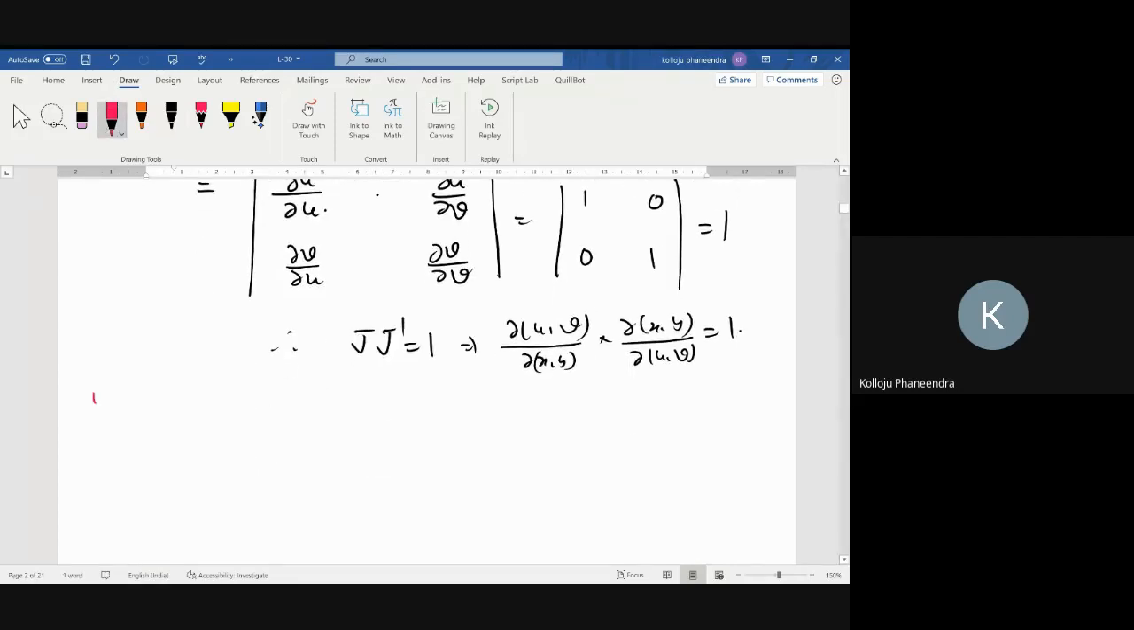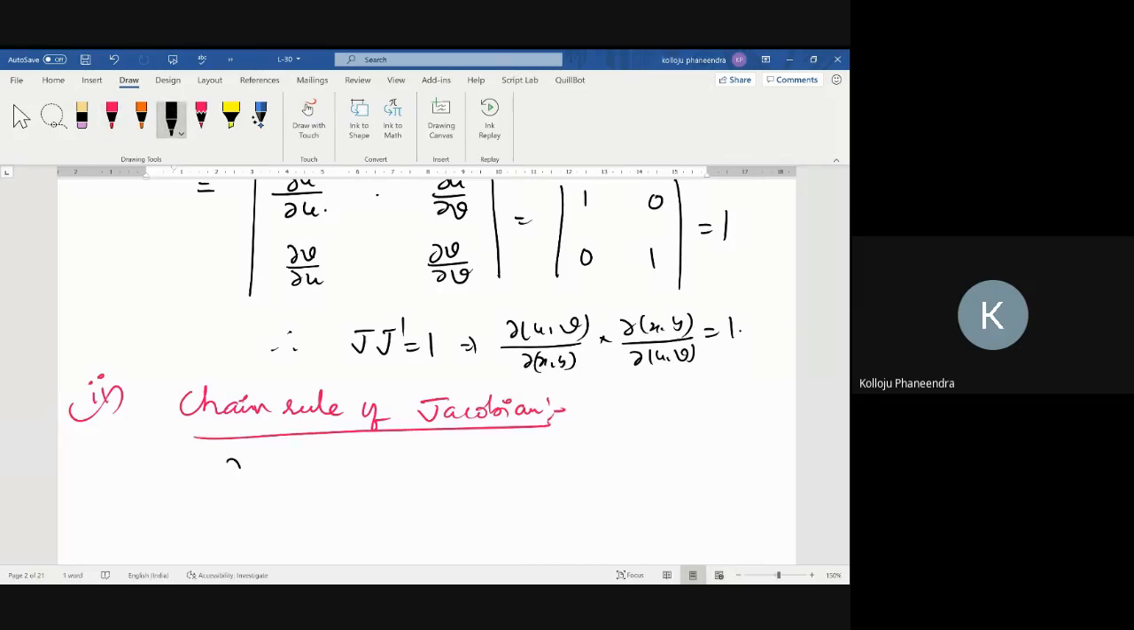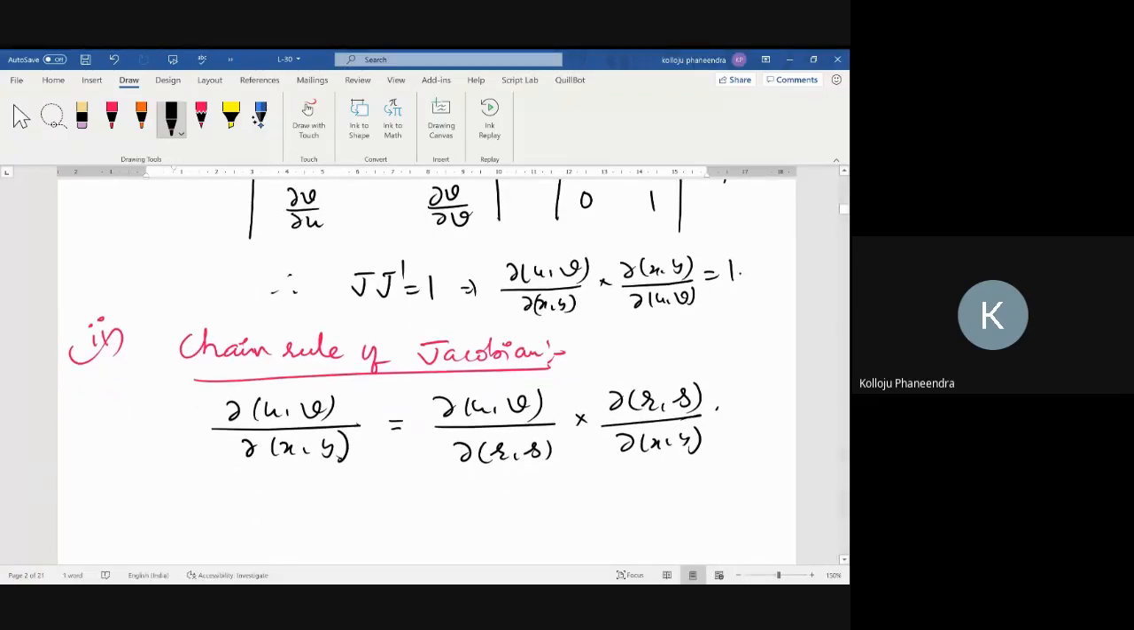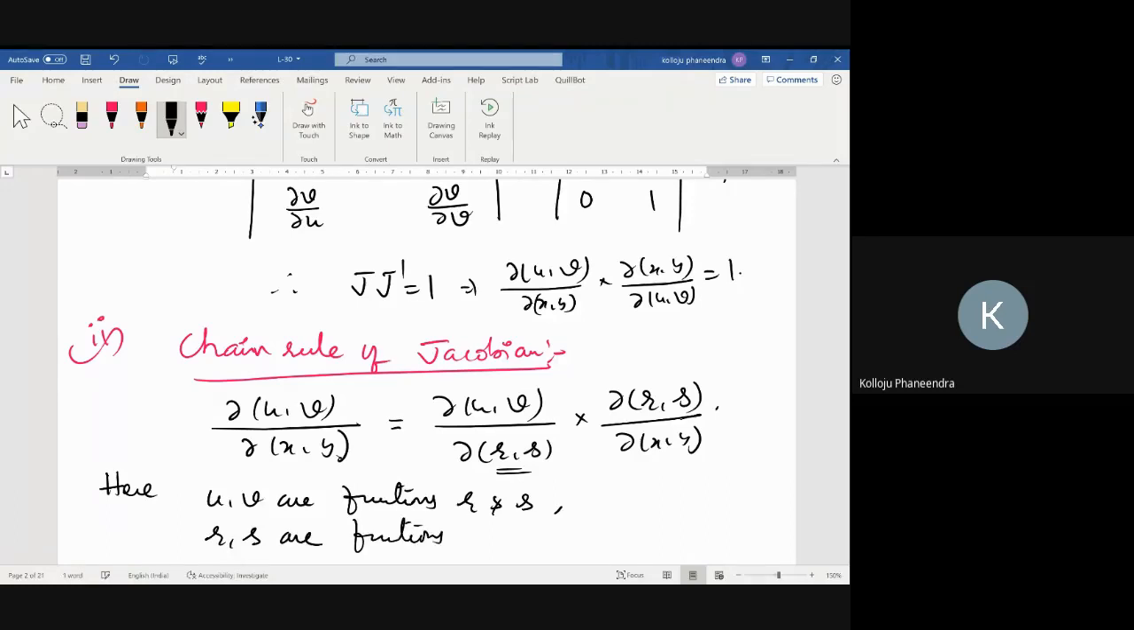Okay, and second one, second property is chain rule of Jacobian. What is the statement here? Jacobian of UV with respect to XY equal to dou UV by dou RS multiplied by dou RS by dou XY. What is here? See the right hand side, RHS. U, V are functions of what? R and S. R, S are functions of X and Y.